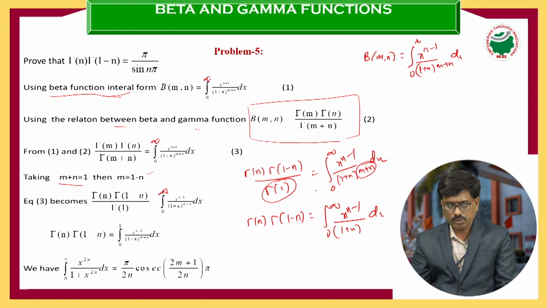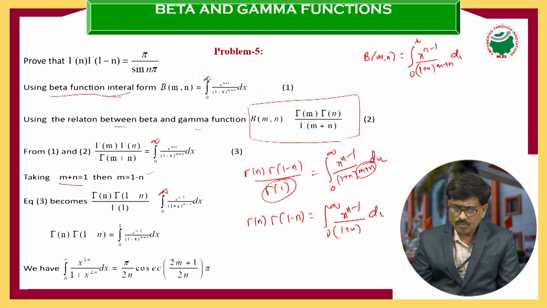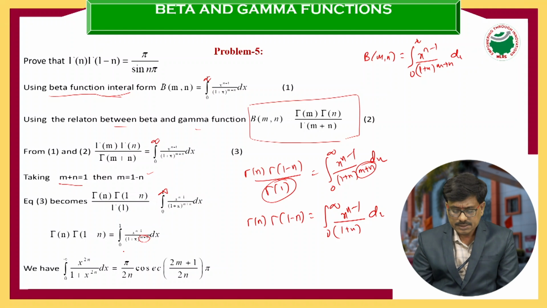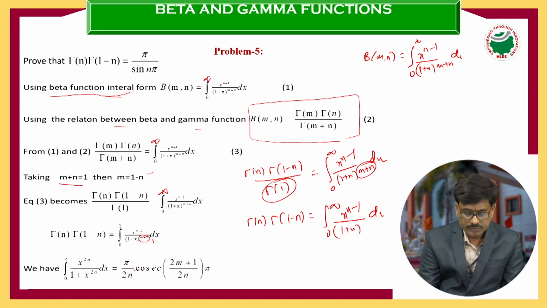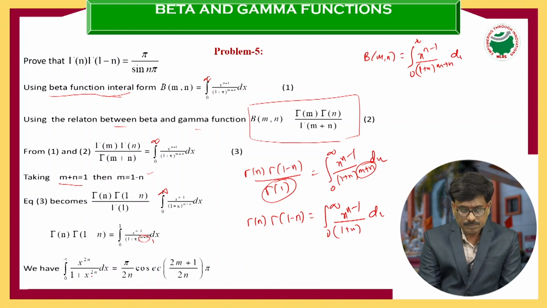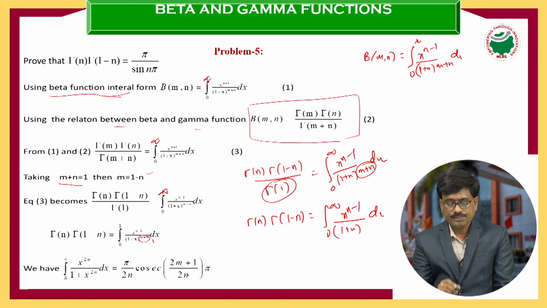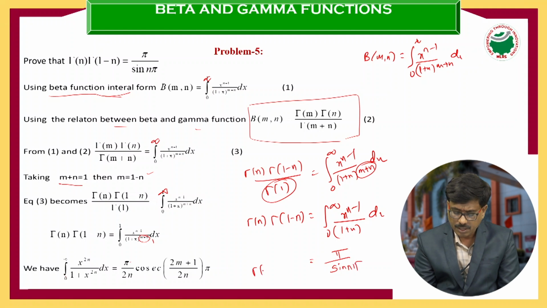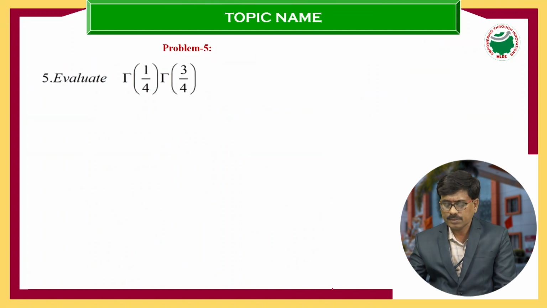Already the m plus n value becomes 1. For this result, we need to prove it based on the calculus integral 0 to infinity x power 2n by 1 plus x to the 2n into dx equal to 2 pi by 2n pi cosecant of 2m minus 1 plus 1 by 2n into pi. Actually, using this result, we can rewrite this as nothing but pi by sine n pi, gamma of n, gamma of 1 minus n. What is gamma of n into gamma of 1 minus n?